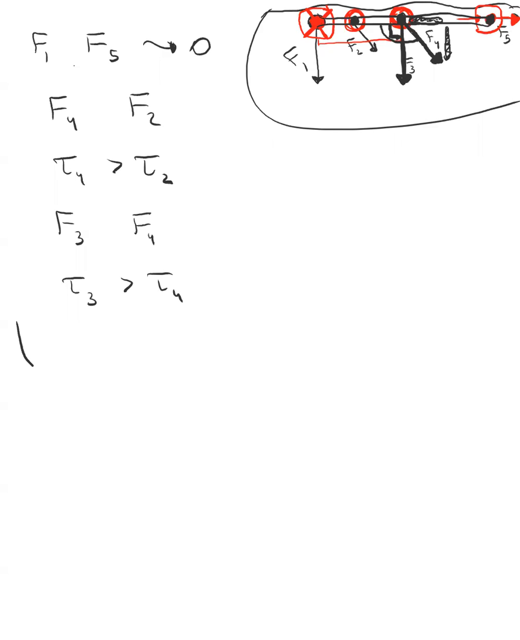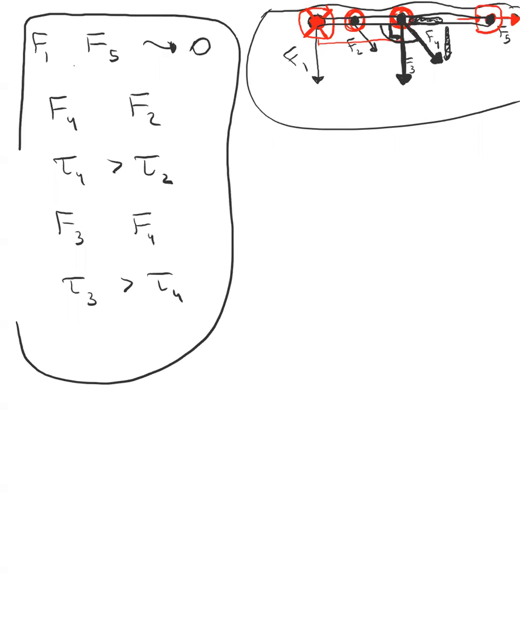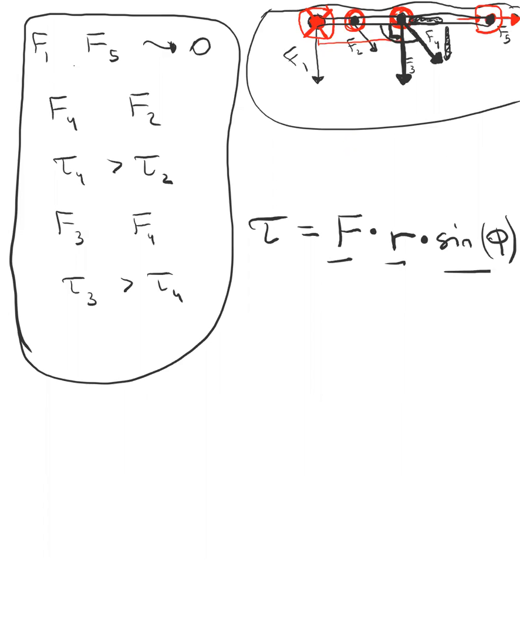Now we can put all of this intuition in one formula, and this formula is that the torque is equal to the force times how far away from the pivot point the force is applied, times the sine of the angle that this force makes. So let's think about what each of these mean. Let's start with the force. It's clear that if you have more force, you have more torque.